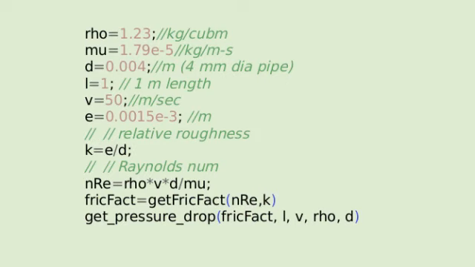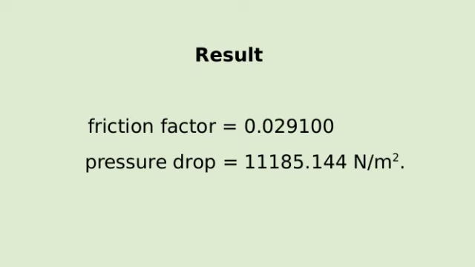to calculate the pressure drop. Here is the final result. After running the Scilab code, you will get friction factor equal to 0.029 and pressure drop will be 11,185.144 Newton per meter square.